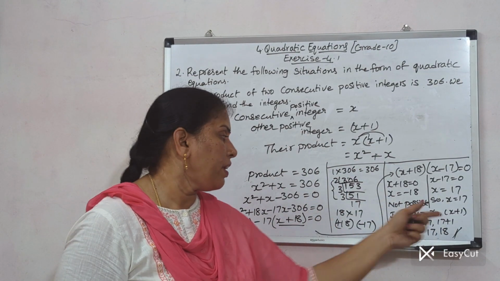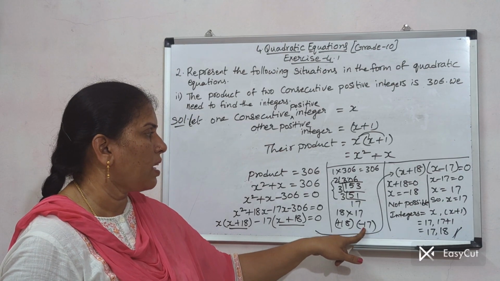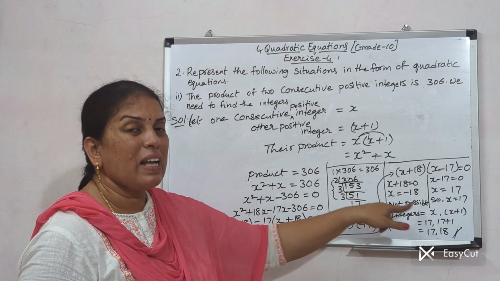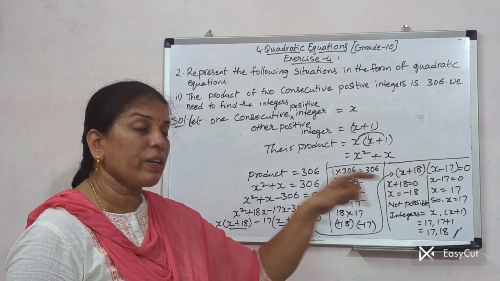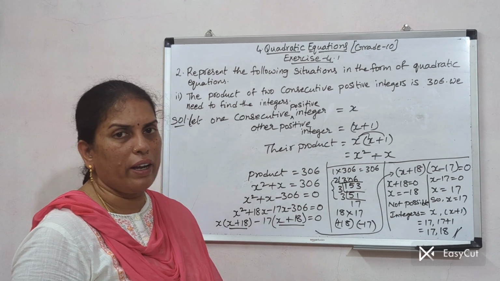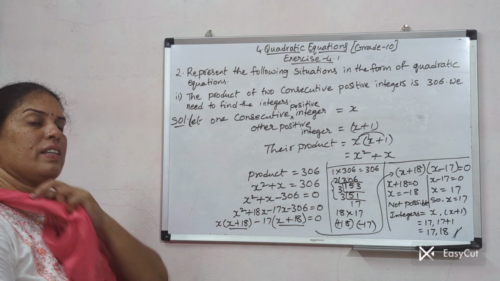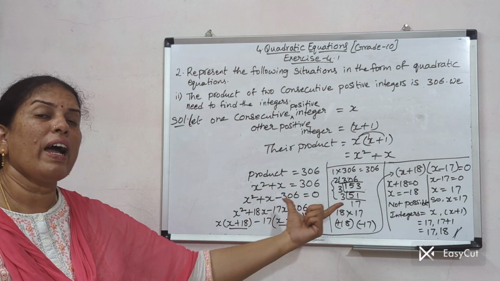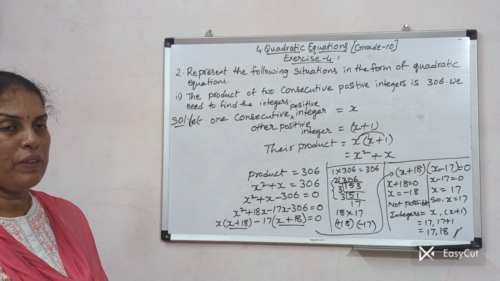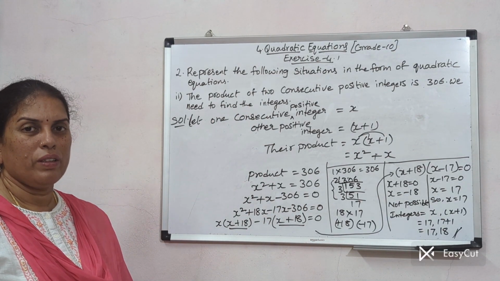Compulsorily 17 into 18. Why? Because 18 times 17, what is the answer? 306. Our answer is correct only. Like that you can check. That is the proof I am telling. Okay. Like this we need to find the value of the integers by finding the factors of the quadratic equation. I hope you understood well.